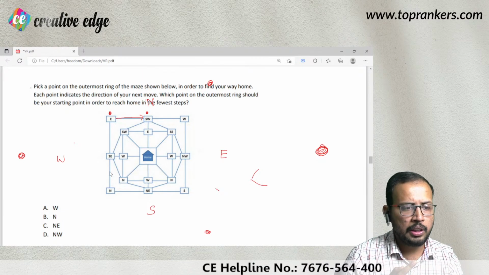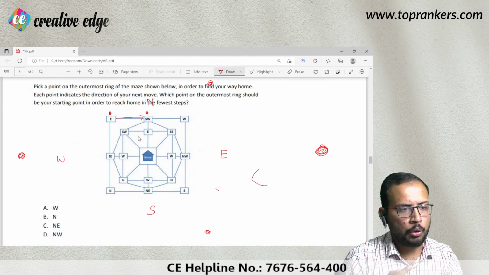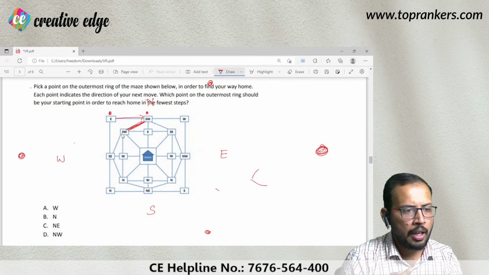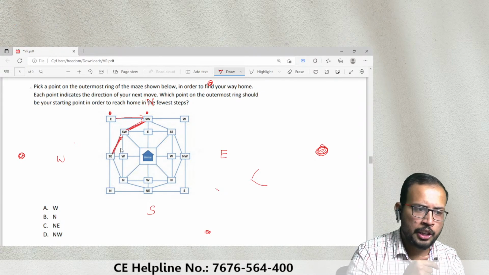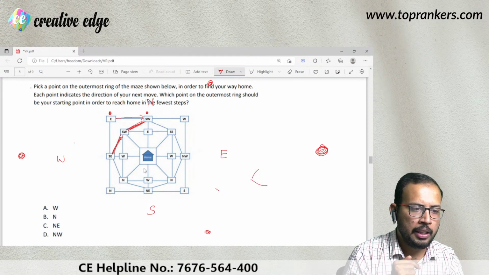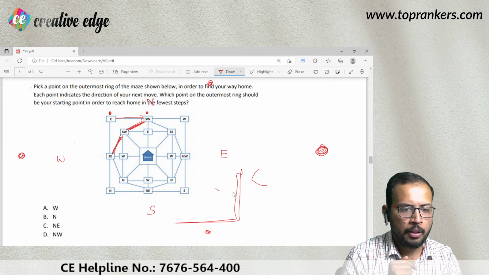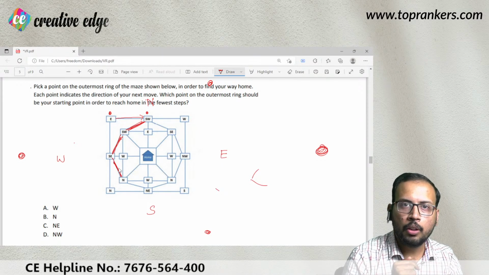Now, southwest is this region. So southwest means I would like to go here. Again, it is saying southwest, so okay, I would like to go in the southwest direction. Then southeast. So southeast is basically this region. So southeast means I will go in this region, right?